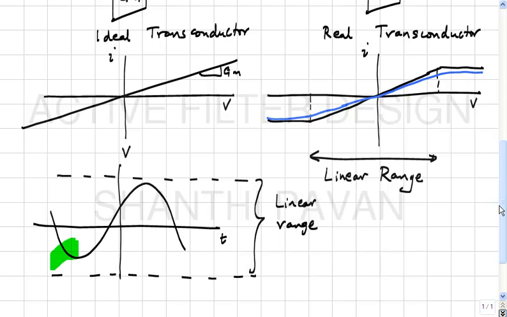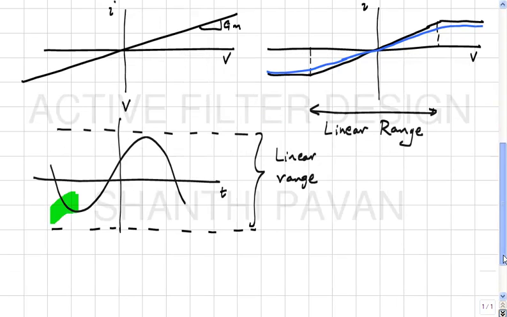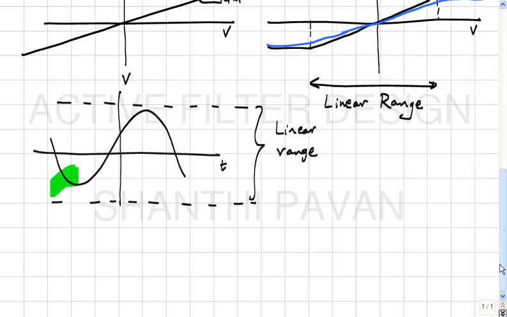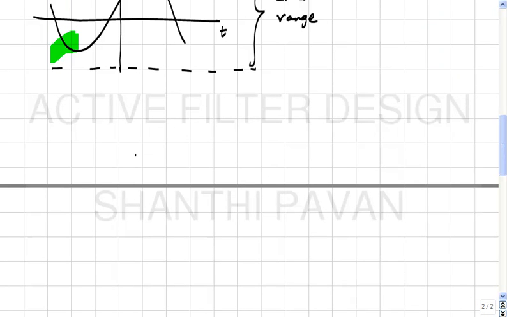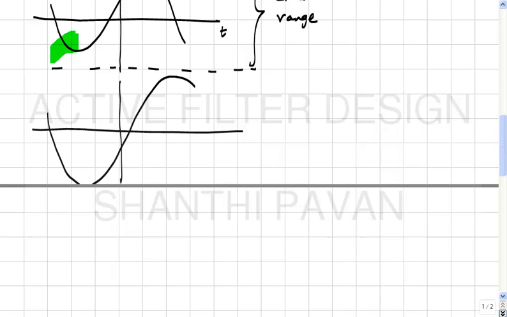Now, if the sinusoid amplitude got bigger, for example, like this, okay, and this was the linear range.